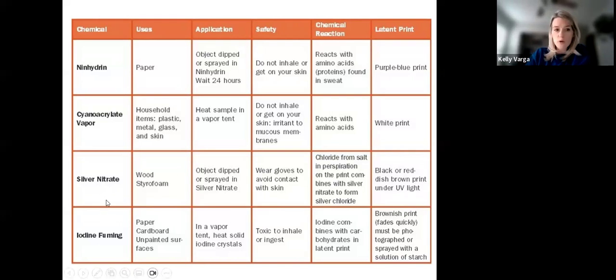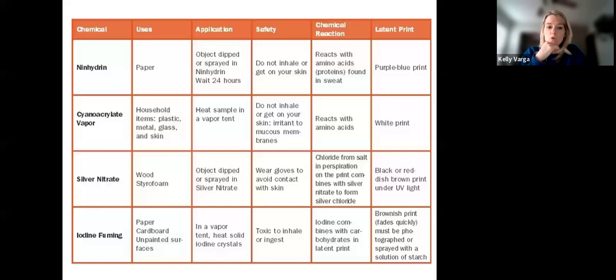Silver nitrate is another one. You are using things like wood and styrofoam. You are utilizing silver nitrate on things like wood and styrofoam. Let me make that more clear. Things like paper is what you would be spraying this on.